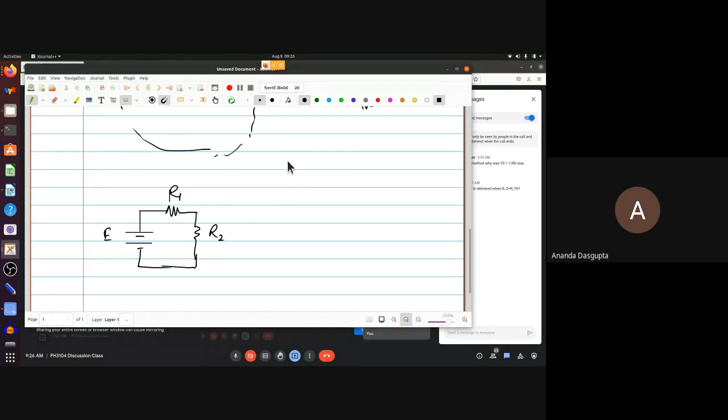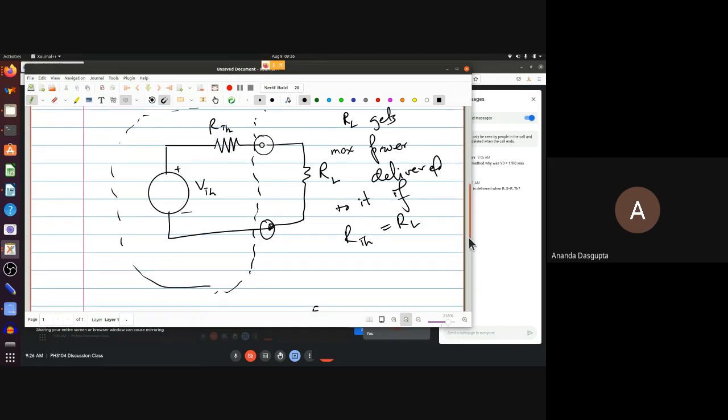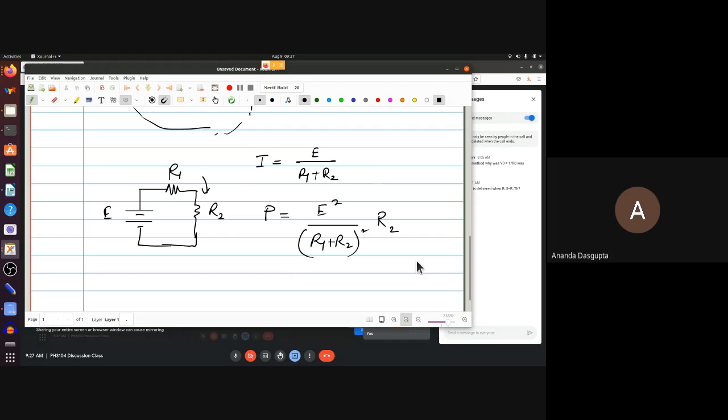So just in case people have missed that, the current I to R2 is simply E by R1 plus R2. That, remember, is the advantage of Thevenin's theorem. Now that you have replaced your complicated piece of circuitry inside by just a voltage source and a series resistance, you can just use elementary circuit analysis to tell you what the current will be. And then what will be the power? Power will be E square by R1 plus R2 whole square, times R2. Right? And the question is, when will this power be maximum?